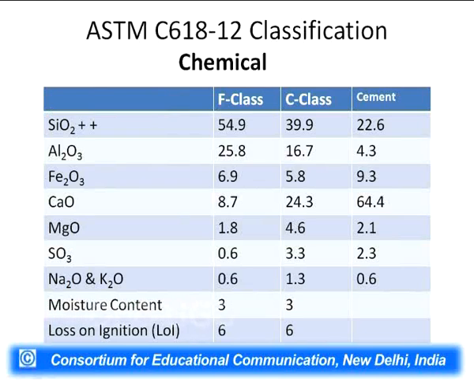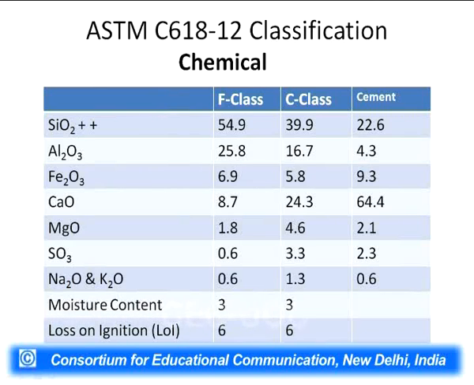Now, its composition. Here we can see a comparison with cement is also given. In case of class F fly ash, the silica content is more than that of class C fly ash as well as than that of cement. Similarly, aluminum oxide content is also significantly more than that of class C or cement.